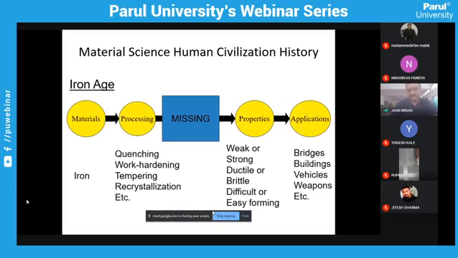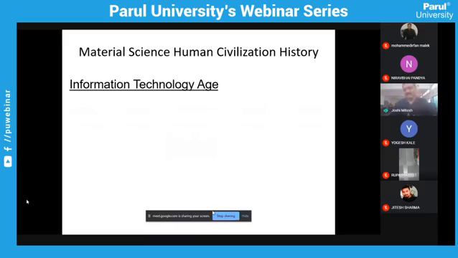So this is generally the material science civilization going on for centuries. What is missing over here is microstructure. After knowing this microstructure, this Iron Age will turn out to be the Information Age. As we know, we are living in this information technology age, where we are surrounded by semiconductors and all those electronic gadgets made by semiconductor chips.